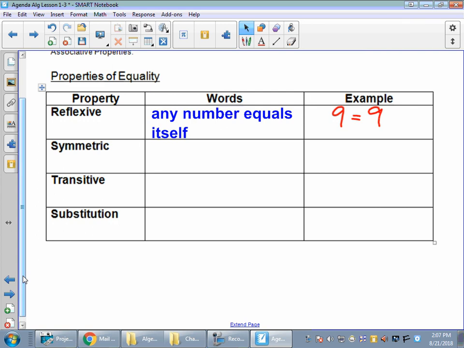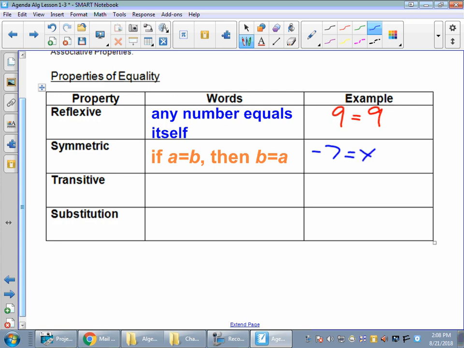Symmetric property, you basically just flip-flop it. So if A equals B, then B equals A. You can write it both ways, and it becomes the same thing. So an example using numbers, -7 equals X. Then you can write X equals -7. It's the same thing either way, just the order was reversed.